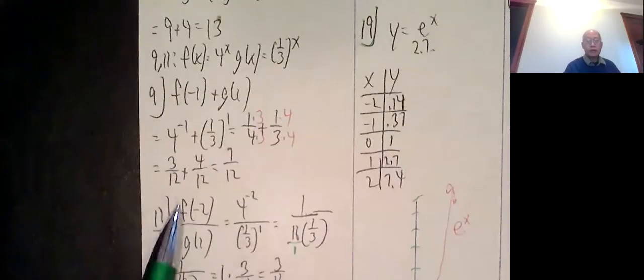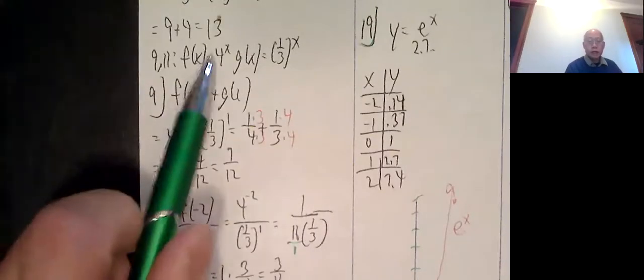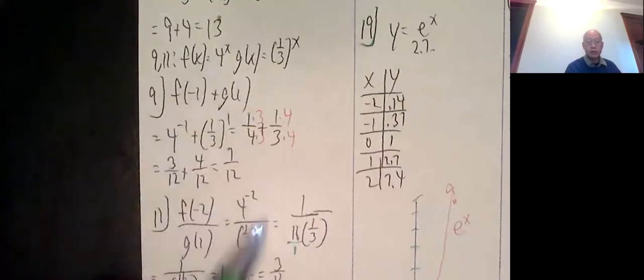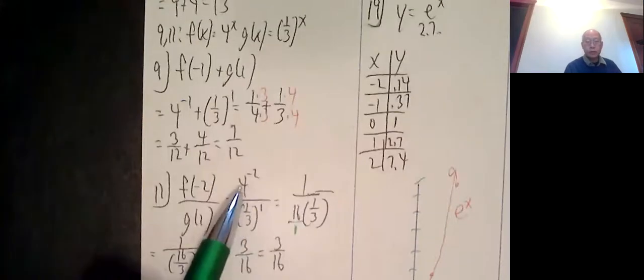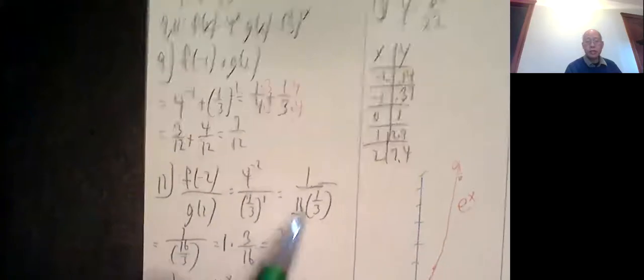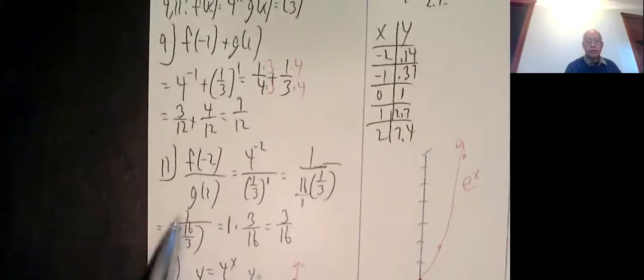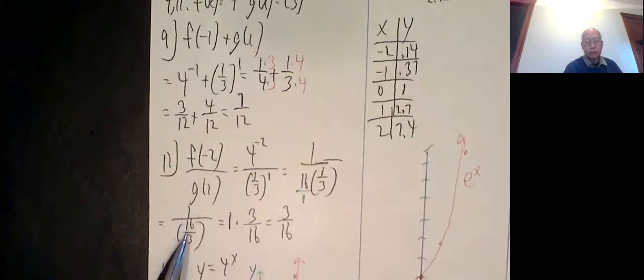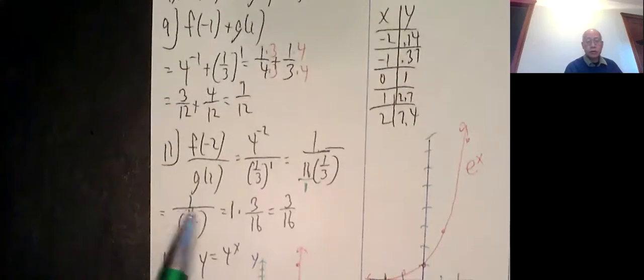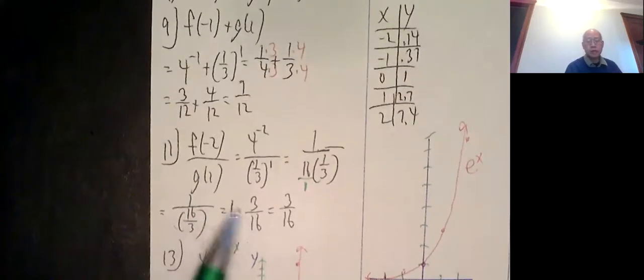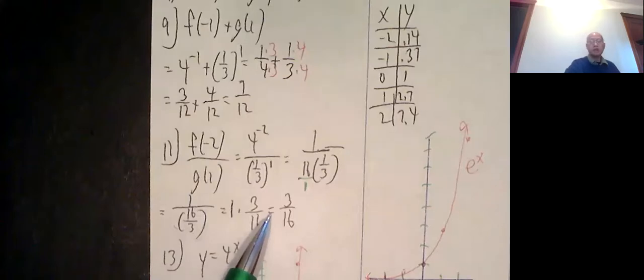11, f of -2 divided by g of 1. Put a -2 right there, 4 to the -2. Put a 1 right there, 1/3. Okay, so bring this into the denominator as 4 squared, 1/16 divided by 1/3. Remember, when you divide by a fraction, you multiply by the reciprocal. So that's the same as 1/16 times 3, which is 3/16. So the final answer is just 3/16.